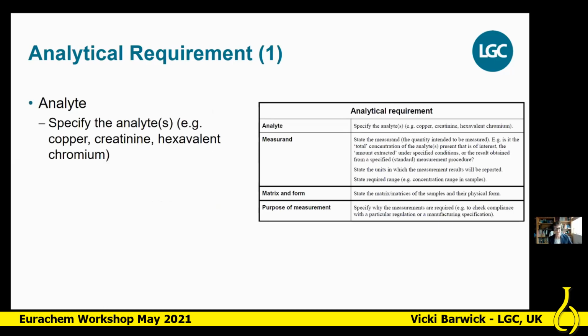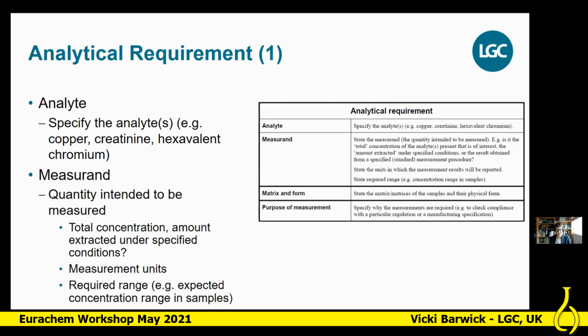We need to be very specific there as to what it is we will actually be determining in our particular test samples. We should also have a clear statement of the measurand, so that's the quantity that we're intending to measure. So it's not just enough to state what the analyte might be. So for example, is it copper? We need to know, perhaps, is it the total amount of copper that's present, or is it the amount that's extracted under specified conditions? We should be specifying the measurement units that we're going to use to report our results, and also the required range. So what's the expected range of values that we're going to encounter in our samples?